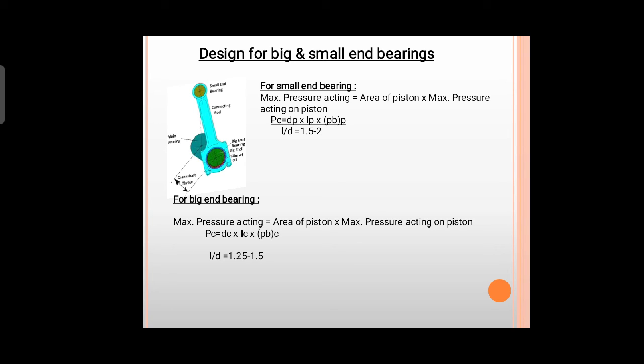For big end bearing, maximum force acting equals area of piston times maximum pressure acting on the piston. Pc equals dc into lc into bc, divided by l by d equals 1.25 to 1.5.